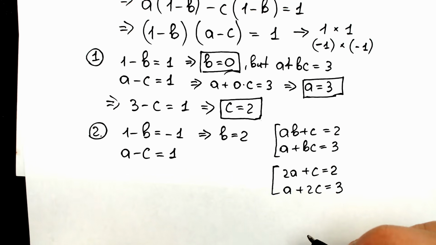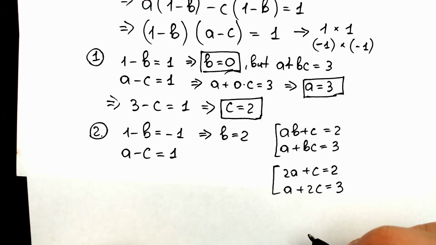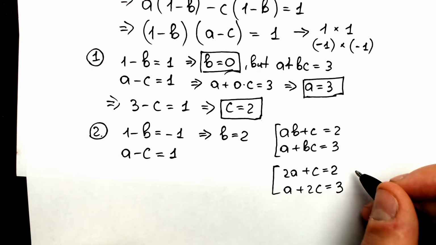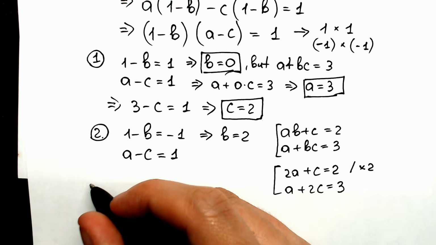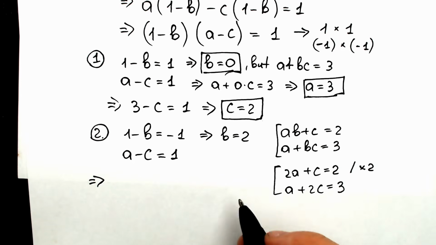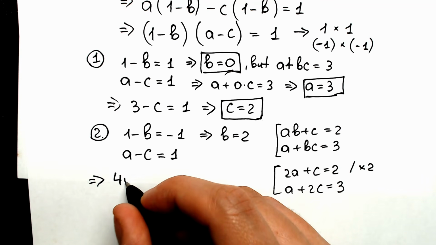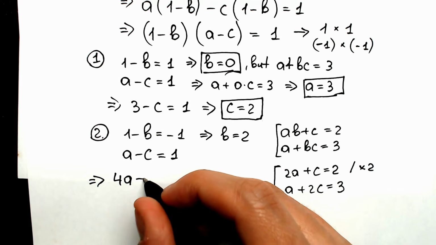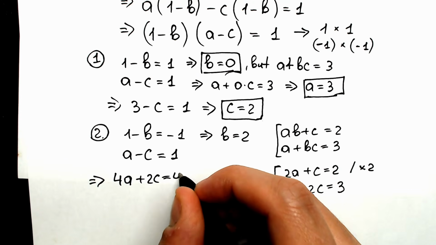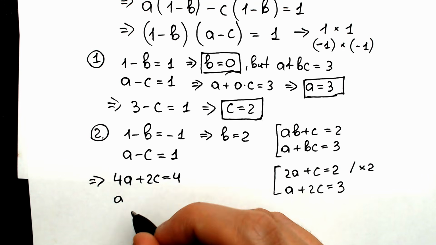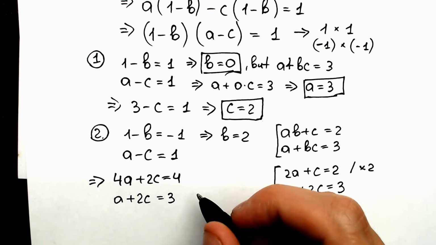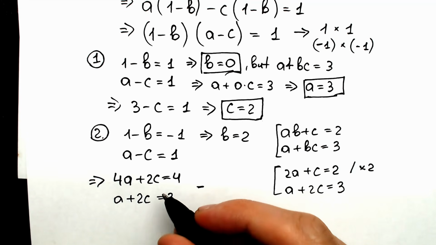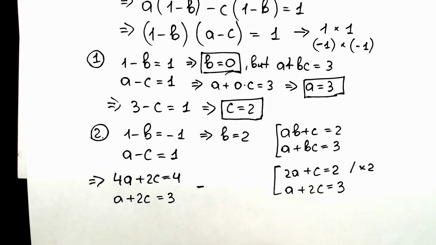How can we solve this question? Let's, for example, multiply this first equation by 2. Let's do it. So we have the next thing. We have 4a plus 2c equal to 4, and the second equation without any changes, a plus 2c is equal to 3. And let's subtract the second equation from the first one.